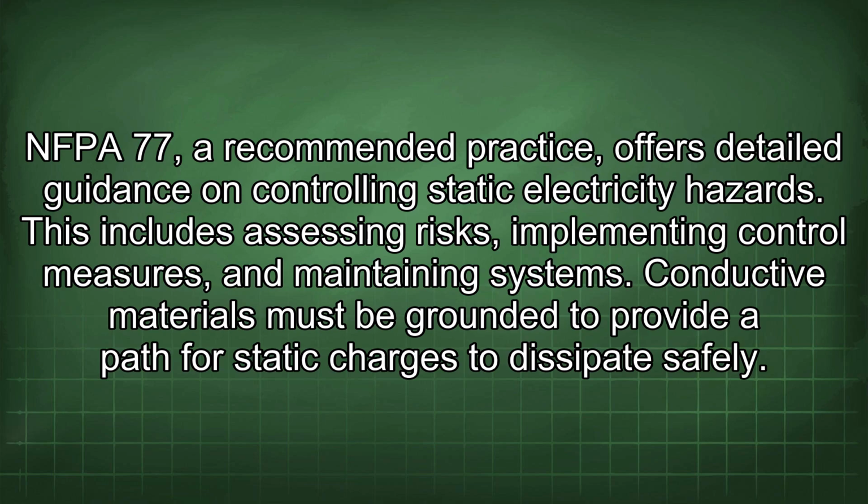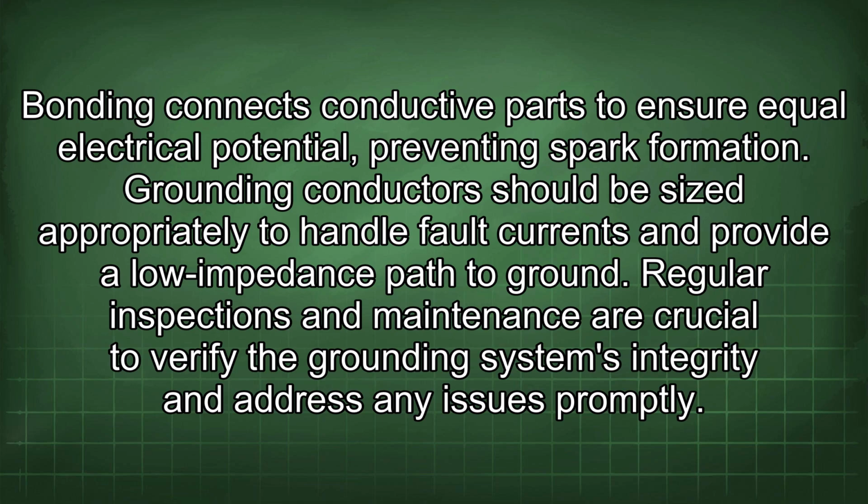This includes assessing risks, implementing control measures, and maintaining systems. Conductive materials must be grounded to provide a path for static charges to dissipate safely. Bonding connects conductive parts to ensure equal electrical potential, preventing spark formation. Grounding conductors should be sized appropriately to handle fault currents and provide a low impedance path to ground.